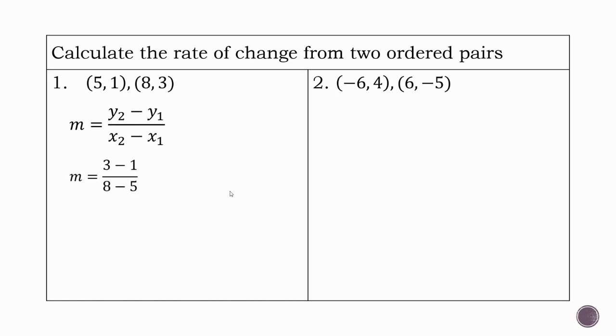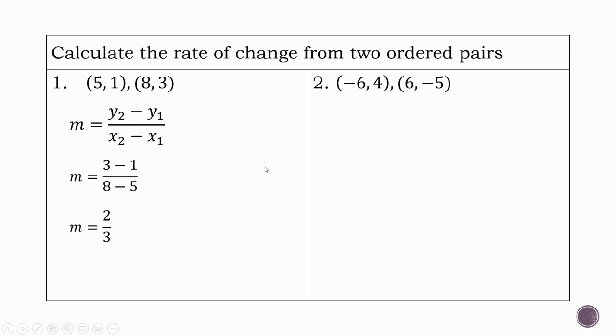Now we're just going to substitute our values, right? Here's my y2, 3. Here's my y1, the number 1, okay, 3 minus 1, over my x2, 8, minus my x1, 5. 3 minus 1 over 8 minus 5. Of course, 3 minus 1 is 2, and 8 minus 5 is 3, leaving us with a slope of 2/3, 2 over 3. So my slope here would be 2 over 3.